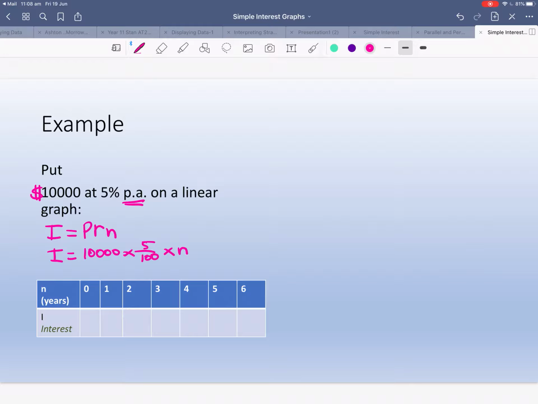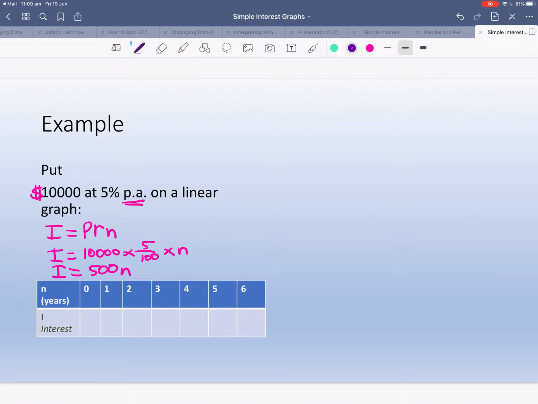Now, I can simplify this down by multiplying this with this. You can do the same if you've got the percentage symbol. And if you multiply it together, you should get 500. I'm just going to double check. So I equals 500n. And what this is, it makes a line that's in this form.